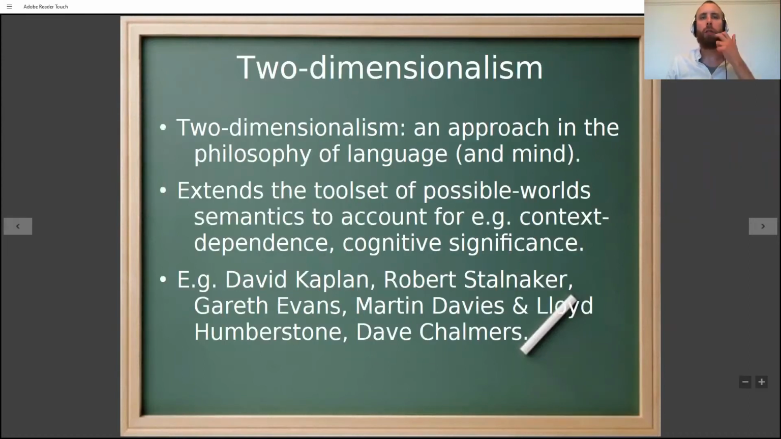Two-dimensionalism is an approach in the philosophy of language that extends the toolset of possible world semantics to model phenomena like context dependence and cognitive significance. It is associated with philosophers like the ones listed here, among others.